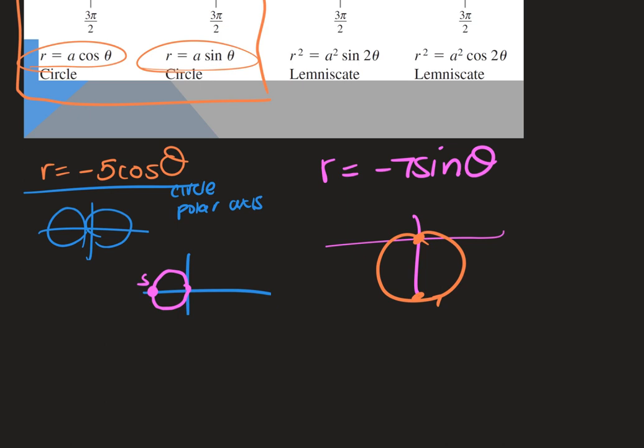Questions so far? Does the radius matter? Do we have to find the radius? The radius is technically your diameter is your radius, okay? Because it would be from 0 to that point. It's whatever's on the front.